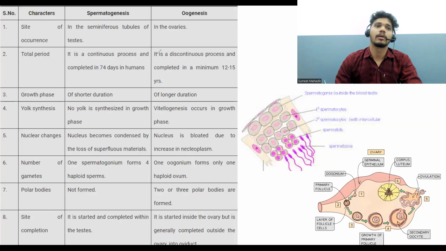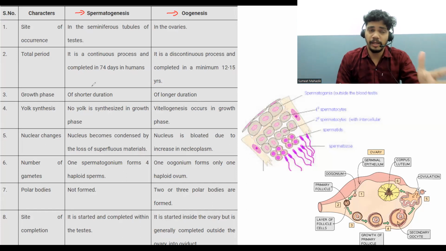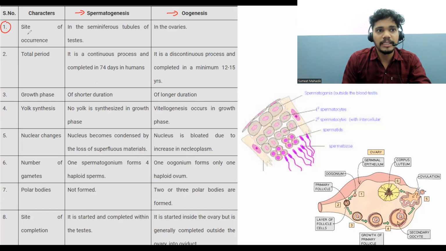So here we are starting. Now we're going to talk about spermatogenesis and oogenesis in a point-wise manner, so it will be helpful to you. First of all, site of occurrence.